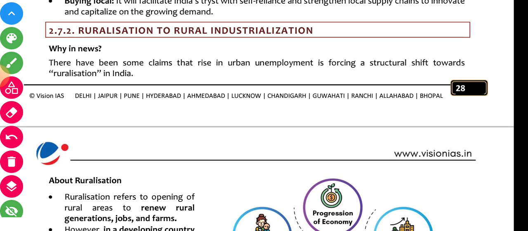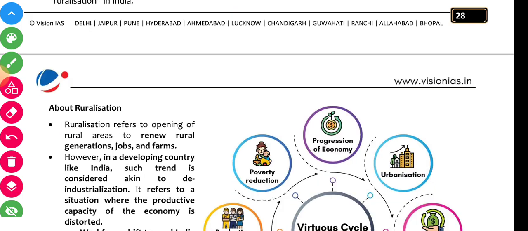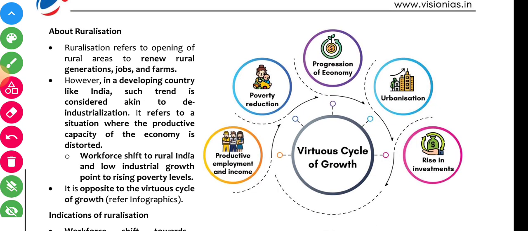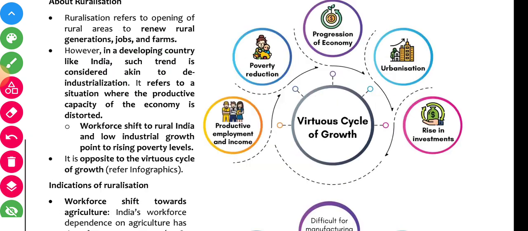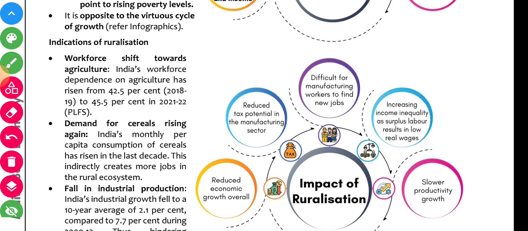Next is ruralization to urban industrialization. Ruralization refers to the opening of rural areas to renew rural generations, jobs and farms. You can remember this: renew rural generations, jobs and farm. What are the indications of ruralization?